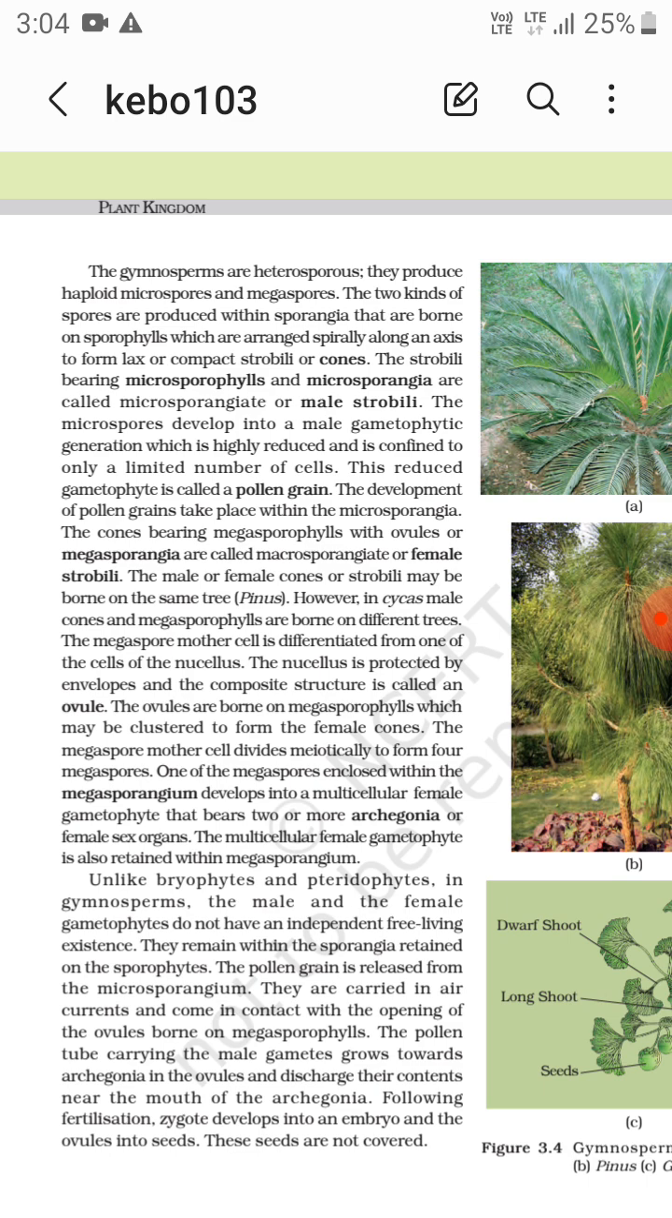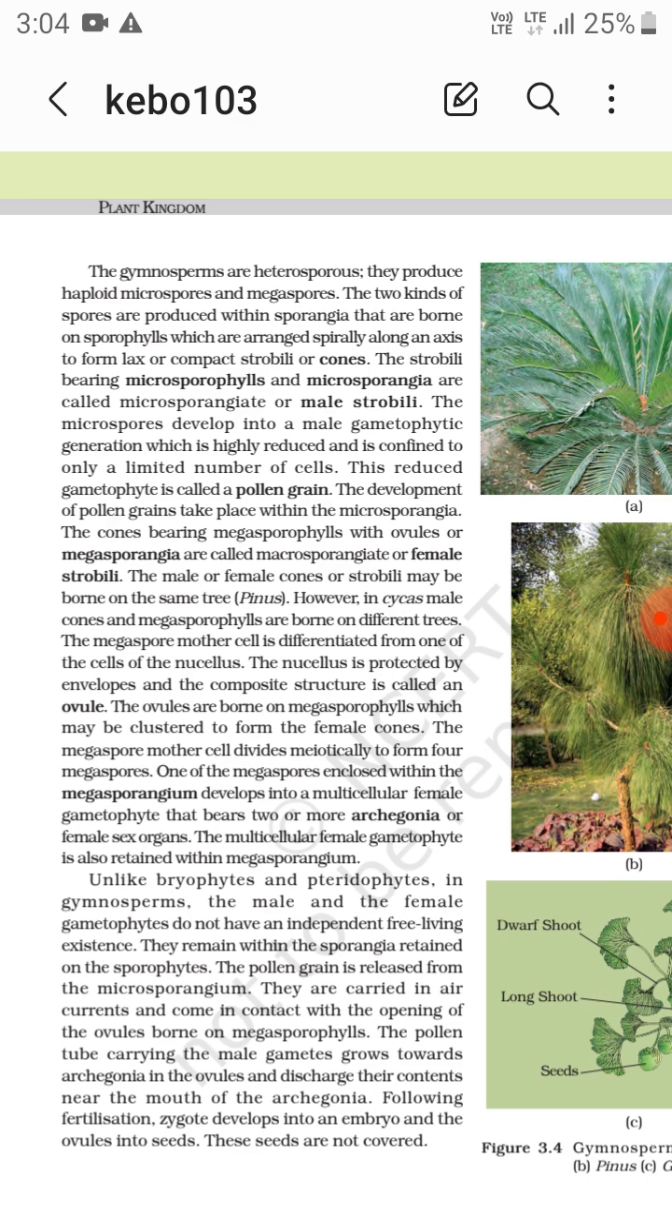The strobila bearing microphylls and microsporangia are called microsporangiate or male strobili. That is, microsporophylls, the leaf-like appendages, plus the microsporangia, that upper portion. So the whole portion is called the microsporangiate or male strobili.